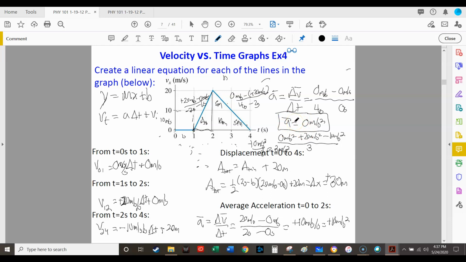So that's the difference between average acceleration and statistical average acceleration, right? It's kind of what we did when we were finding average velocity too, right? So hopefully you learned a little bit here.